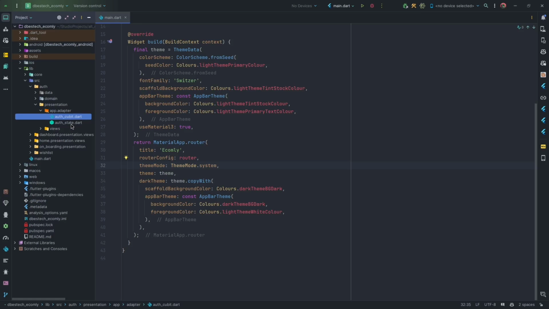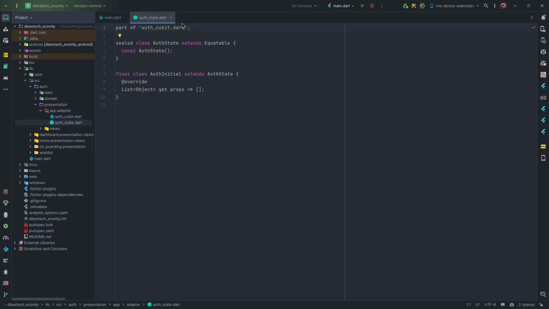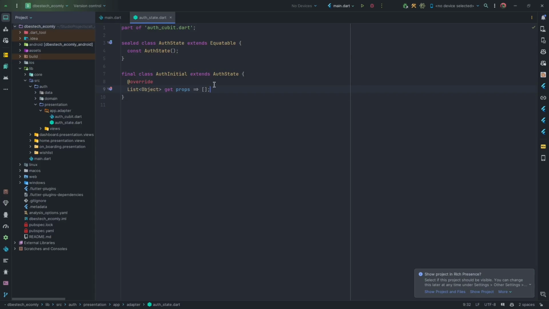Alright. So that boils down to this: auth cubit and the auth state. If you're already familiar with bloc, then there's no need to worry about this session. You probably already know what I'm going to do.